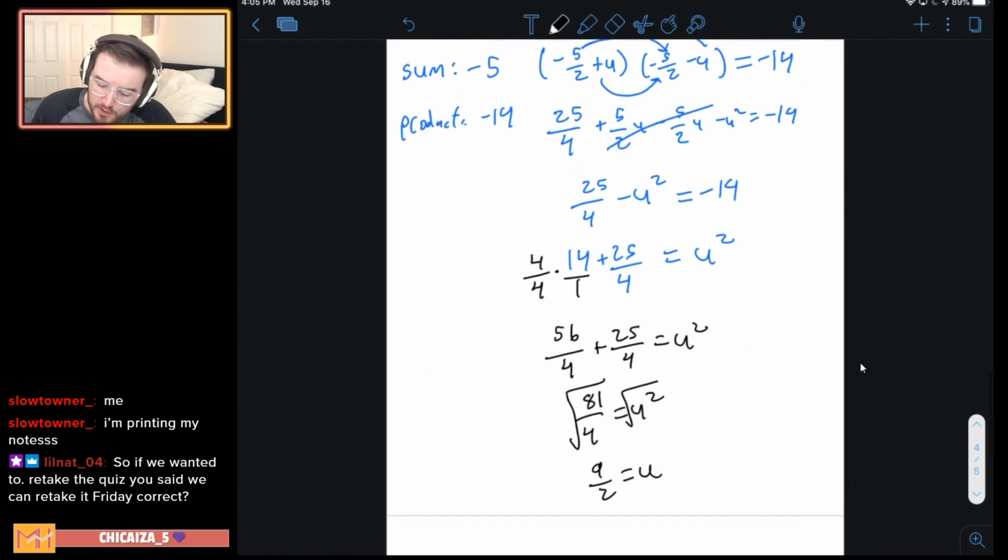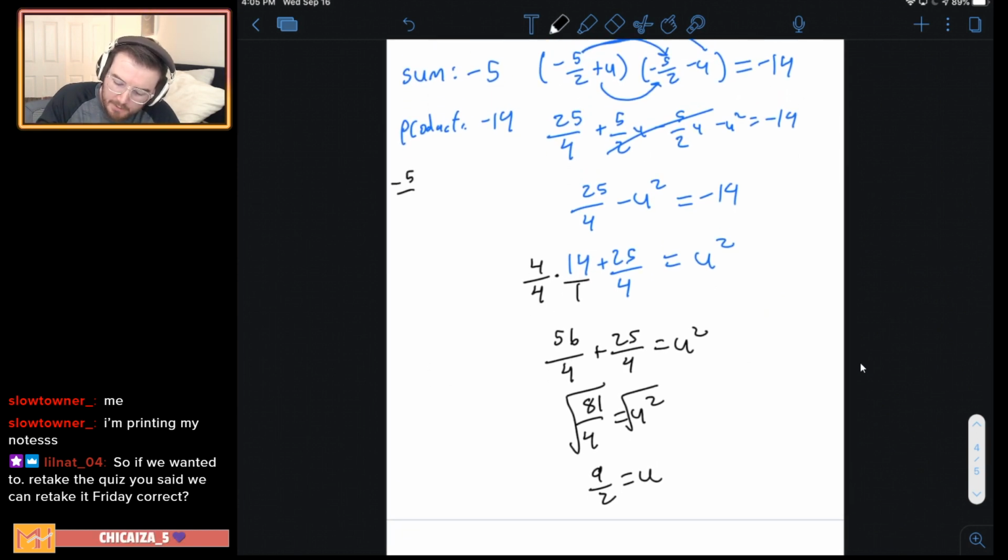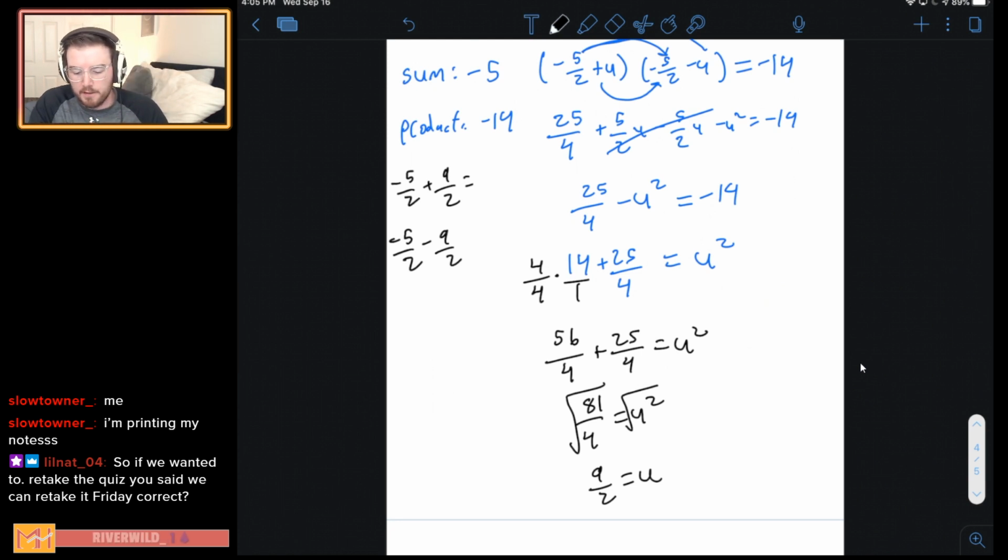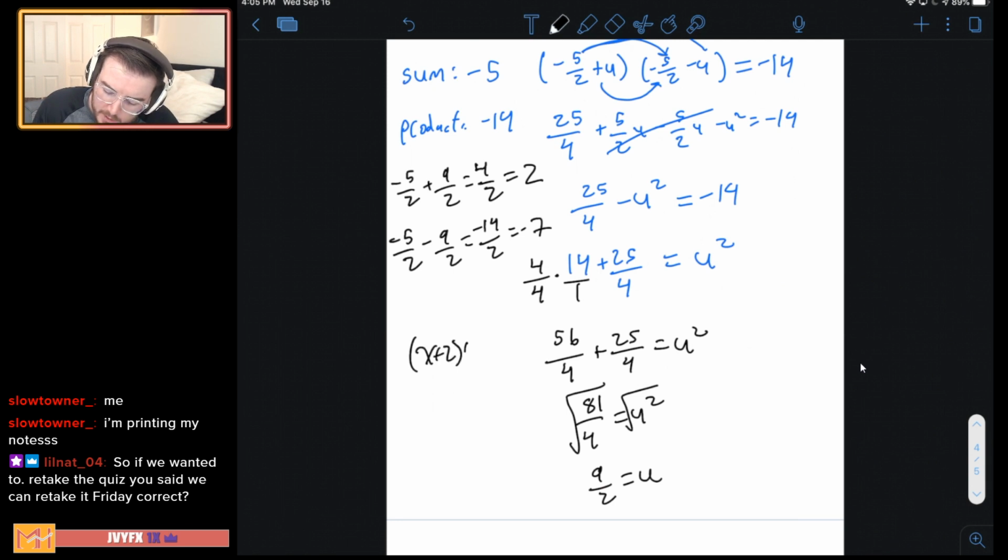So if 9 halves equals u, what are my two numbers? -5 halves plus 9 halves, and -5 halves minus 9 halves. So -5 plus 9 is 4 halves, which is 2. And -5 minus 9 is -14 over 2, which equals -7. So my two numbers are x plus 2 times x minus 7. I'm sorry, I'm kind of jumping around with my work there, but hopefully you forgive me on that. So my two solutions are x equals -2 and x equals 7.